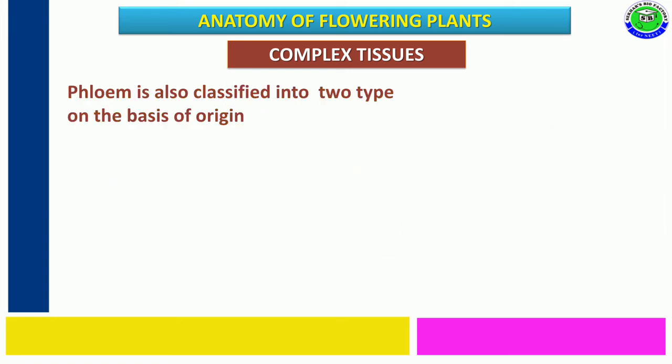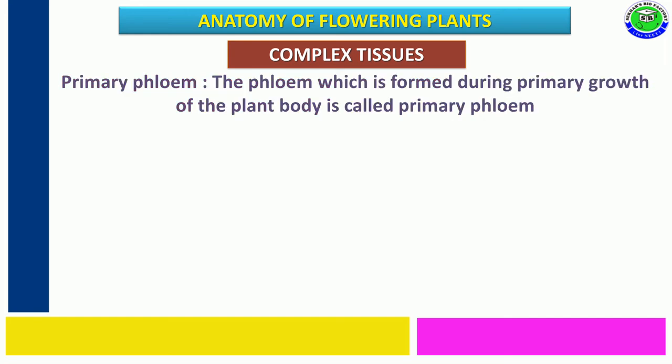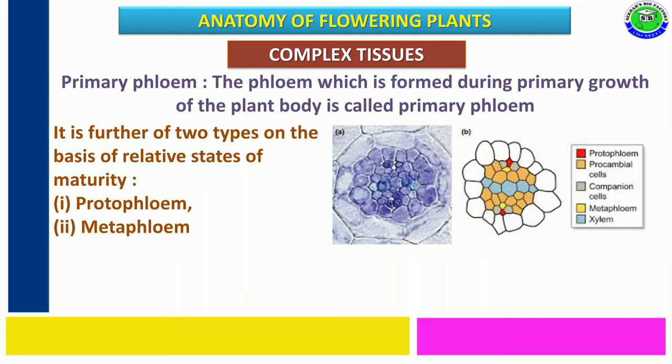The phloem is again classified into two types based on its origin: the first is primary phloem and the second is secondary phloem. The primary phloem is formed during primary growth of the plant body by primary meristematic tissue. This primary phloem is again classified into two types depending upon its relative state of maturity: the first type is protophloem and the second type is metaphloem.